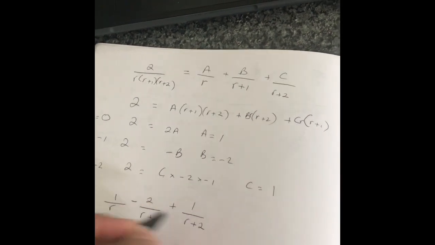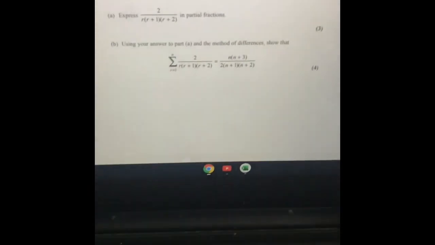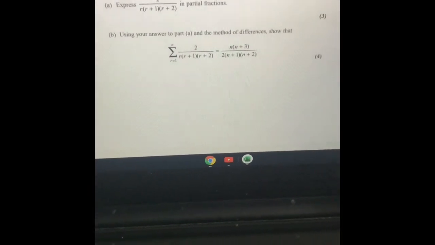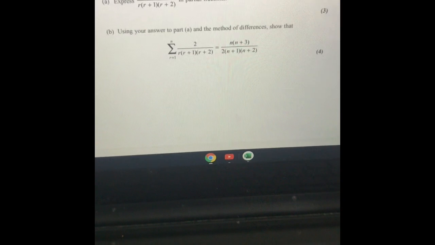R plus 2. Okay, the next bit, so that's the first part done. So that's 3 marks there. Using your answer to part A and the method of differences, show that the sum of the first to the nth term would give you this thing here. Okay, it's worth more than 4 marks.